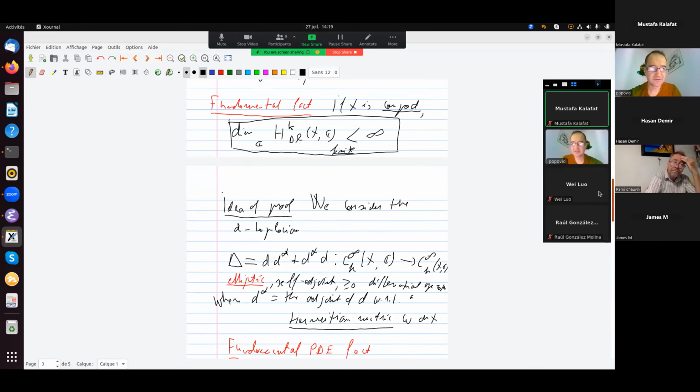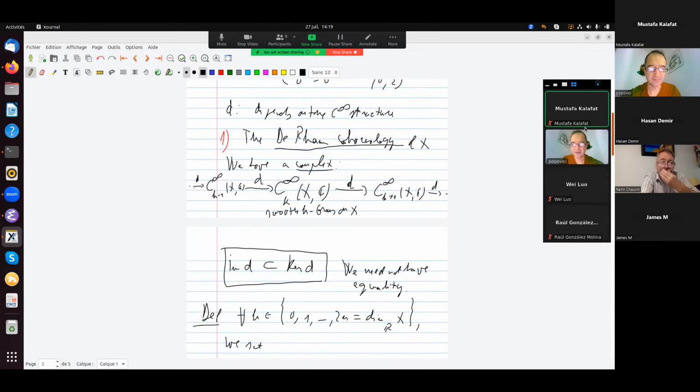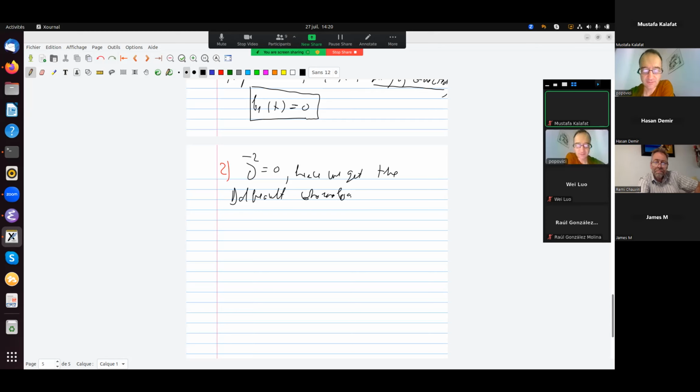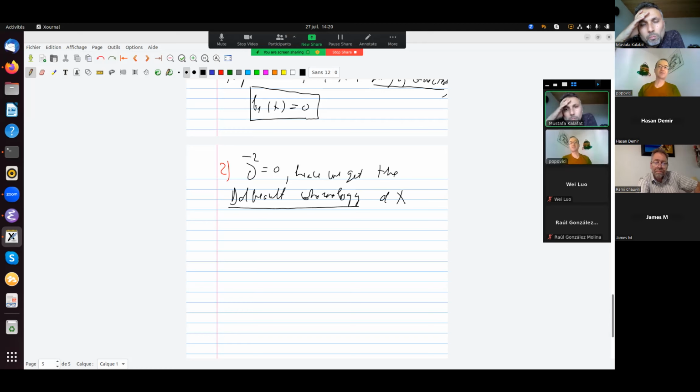So let me see, did I put a number here? Yeah, I put number 1. And now let's do the same thing, number 2, but for d bar, right? Now, d bar squared is also 0, hence we get what is called the Dolbeault cohomology of the complex manifold X. And unlike the de Rham cohomology, this one depends on the complex structure.